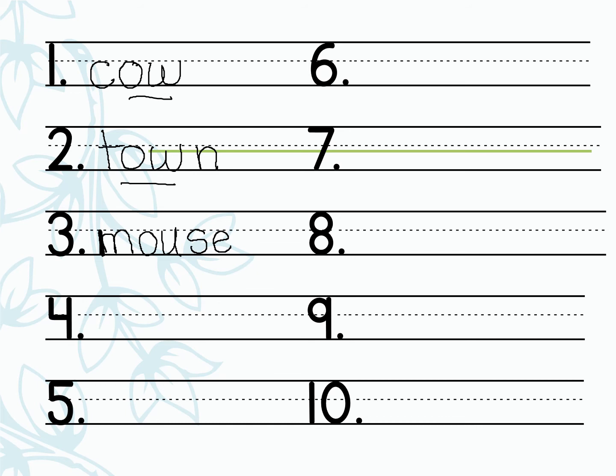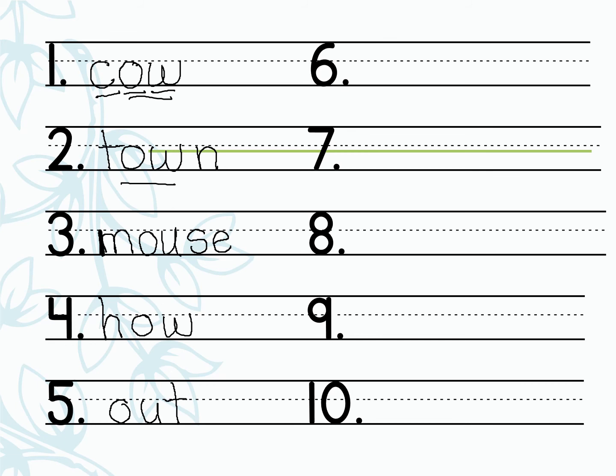Your next word is how. How, cow. They rhyme. So if cow is C-O-W, then how is H-O-W. Number 5, out. Oh, that's an easy one. You know that one. What's the chant? Out. O-U-T. O-U-T. Get out of here, you bumblebee.